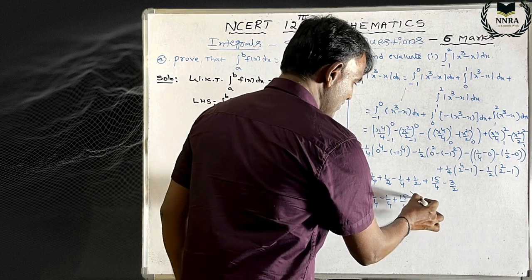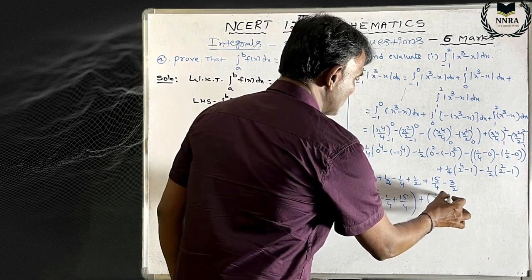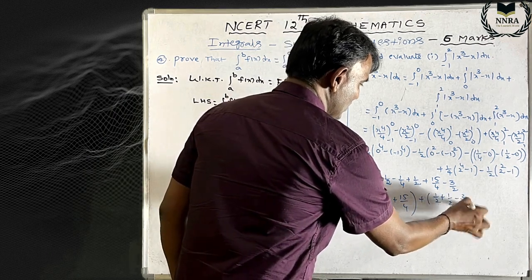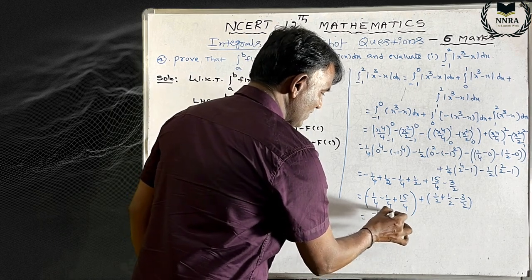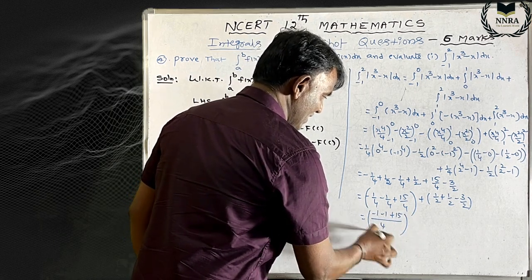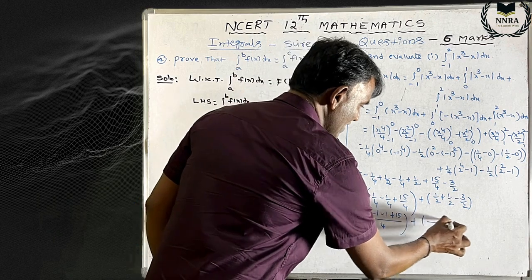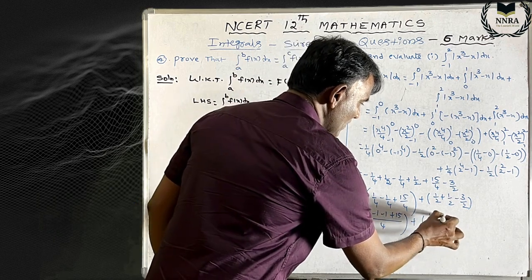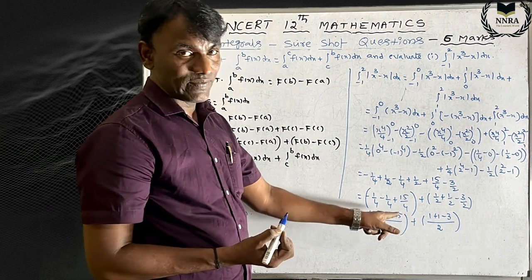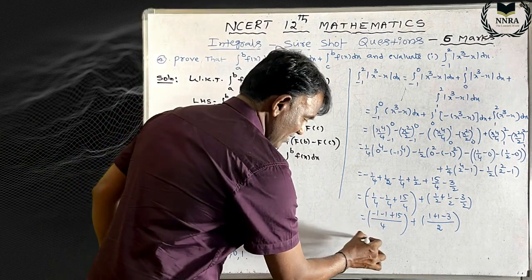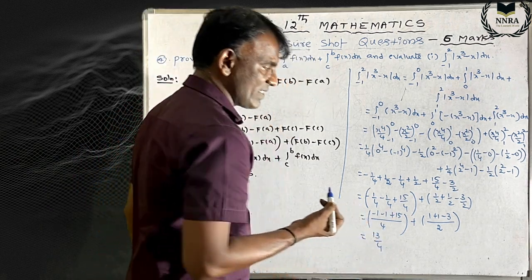And if you take denominator 2, that is 1 by 2, 1 by 2, minus 3 by 2. So now LCM is 4, right? Minus 1 plus 15. This is the first value. And coming to this, LCM is 2. So 1 plus 1 minus 3. So 15 minus 1 minus 1 minus 2. 15 minus 2 is 13. So 13 by 4 is the first value.